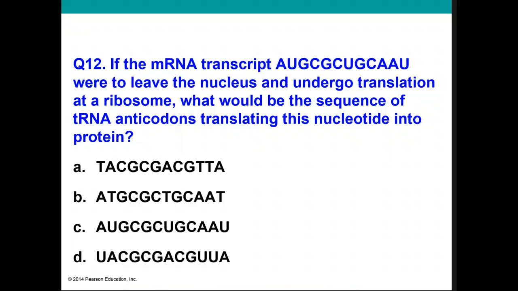Question 12. If the messenger RNA transcript A, U, G, C, G, C, U, G, C, A, U were to leave the nucleus and undergo translation at a ribosome, what would be the sequence of the tRNA anticodons translating this nucleotide into protein? Choose the correct answer.